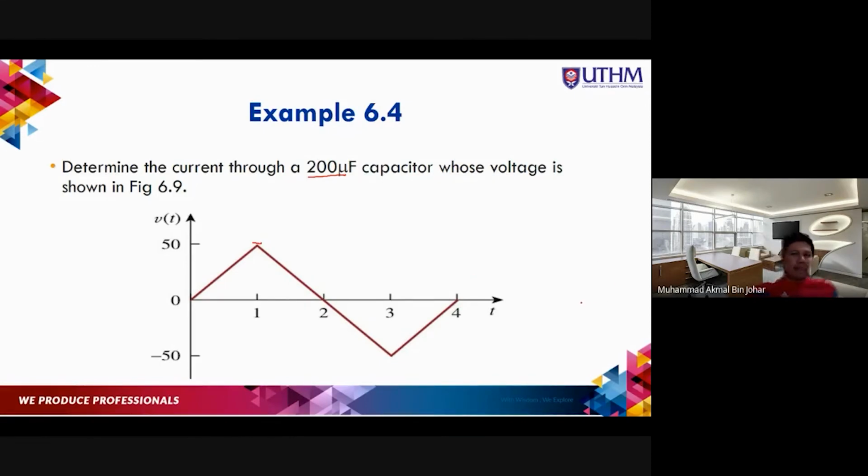And that's when you will have a sawtooth, the shape of a saw, sawtooth AC signals. This can be replicated inside the lab. So how to determine the current through it? We need to determine it part by part. First of all, we need to come out with the mathematical equation for each part.